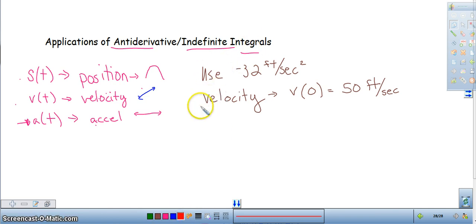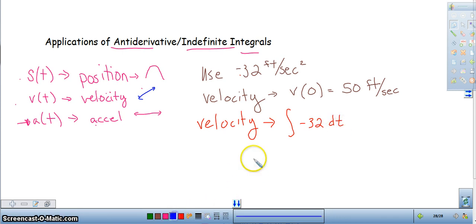So if I want the velocity function, because sometimes I like to know the velocity function, I would have to integrate the acceleration. And I'm going to use dt here because we're talking about in terms of time. If I integrate that, hopefully we've done enough of these that you realize that's negative 32t plus c. That's what the velocity equals. That's the general function for velocity, or general solution.